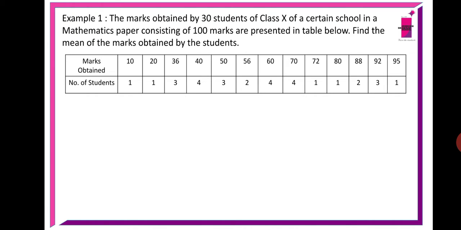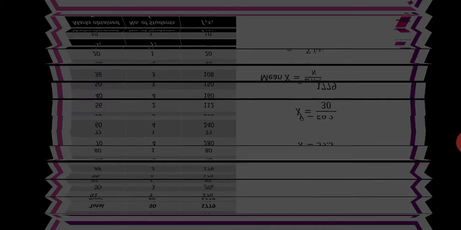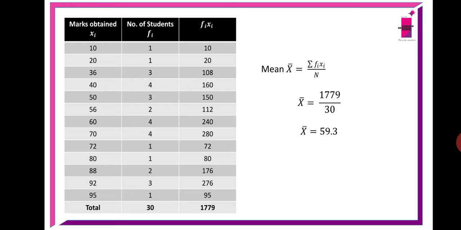The marks obtained by 30 students of class 10 of a certain school in a mathematics paper consisting of 100 marks are represented in the table below. Find the mean of the marks obtained by the students. Here I am taking the direct method only. The class mark is already given, so no need to find the class mark, it is direct value, single, non-grouped data. So directly you can take the class mark as the same marks, 10, 20, 36.